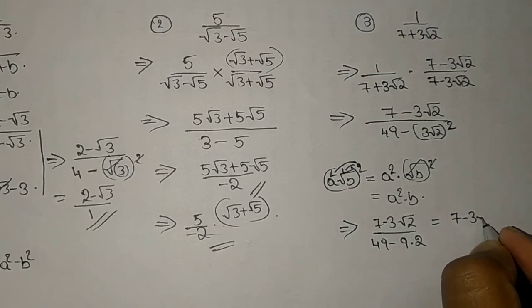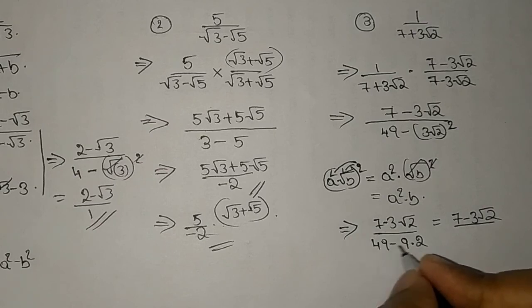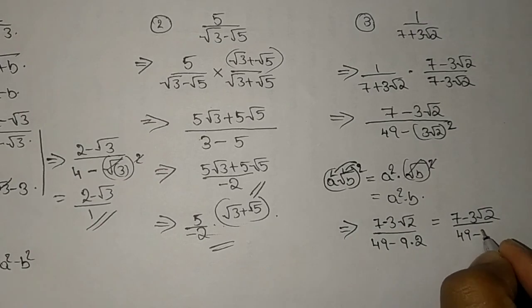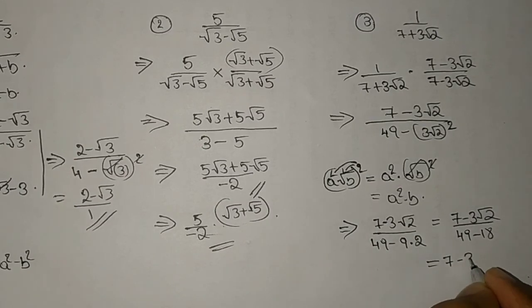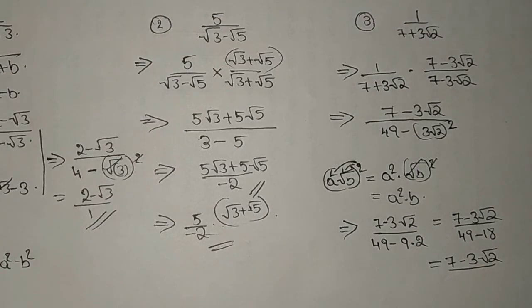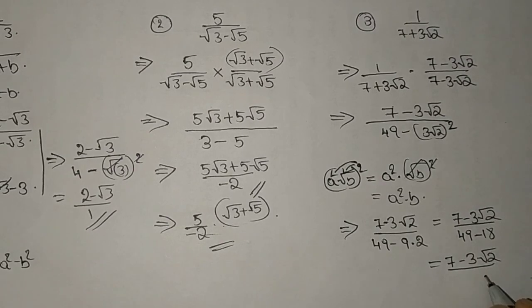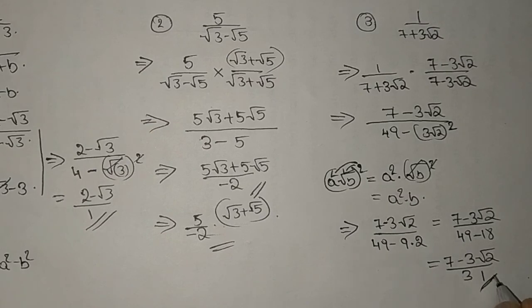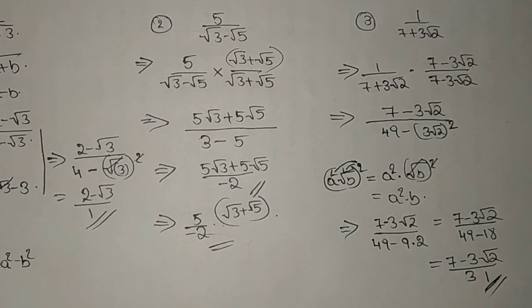The numerator remains the same, 7 minus 3 root 2. 49 minus 9 into 2, which is 18. 49 minus 18 is your denominator. And what's 49 minus 18? 9 minus 8 is 1, 4 minus 1 is 3, so 31. This is your answer. This completes your 1.5 example part.